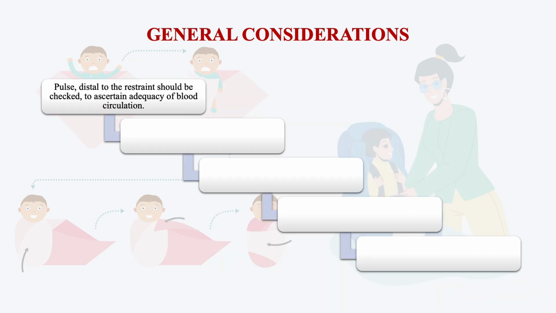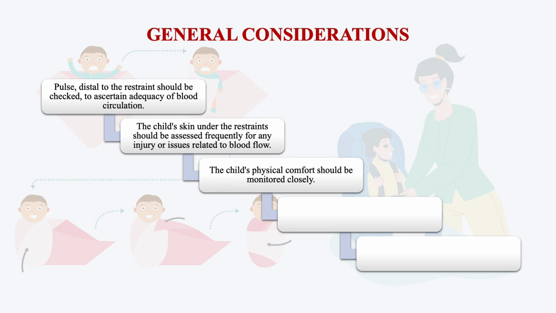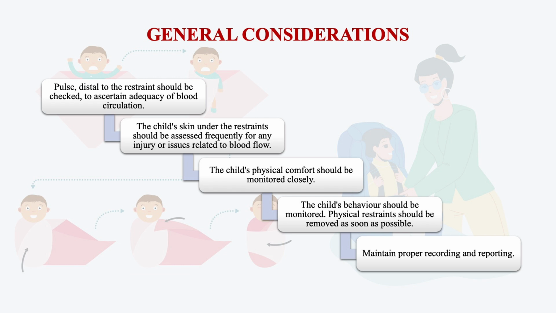Pulse distal to the restraints should be checked to ascertain adequacy of blood circulation. The child's skin under the restraints should be assessed frequently for any injury or issues related to blood flow. The child's physical comfort should be monitored closely. The child's behavior should be monitored. Physical restraints should be removed as soon as possible. Maintain proper recording and reporting.